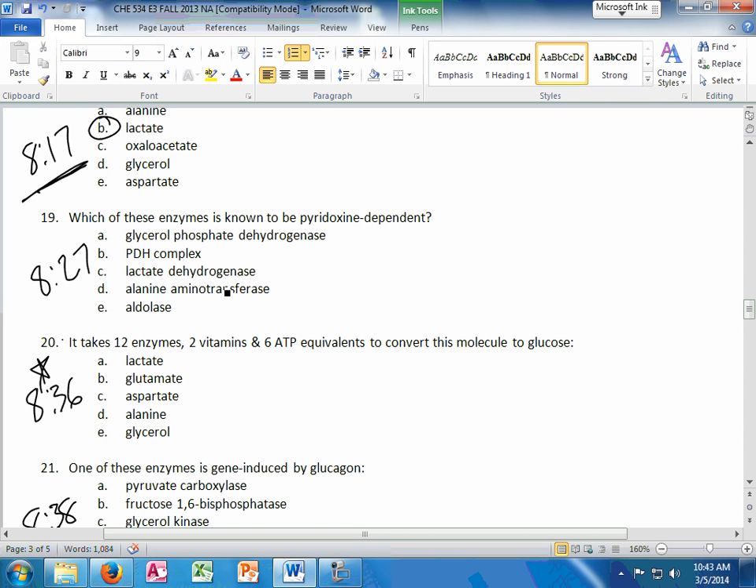Which enzyme is pyridoxine dependent? So it's B6. This is the only time we're going to see B6, and it's with the 2 aminotransferases. Either aminotransferase would work in this case. Dehydrogenase is niacin, PDH, 1, 2, 3, and 5. All the B vitamins, thiamine, riboflavin, niacin. The other one I'm drawing a blank on right now. Another dehydrogenase and aldolase, no vitamins.